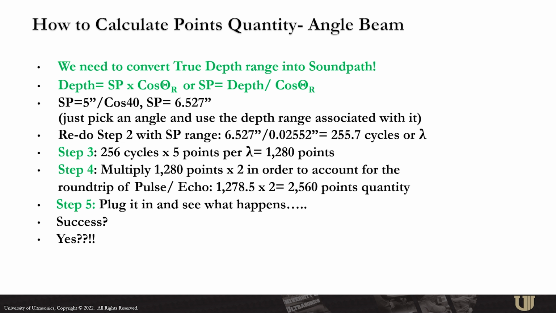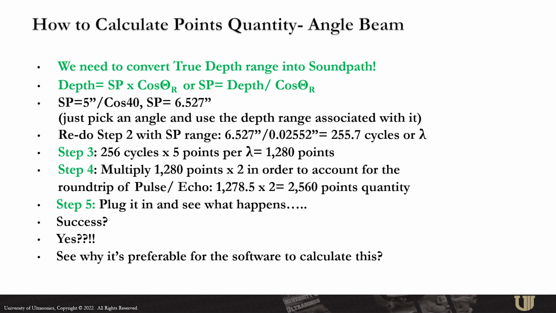Well, in this case, I know the depth. That was my true depth range. And I know my angle, so I just need to figure out my sound path. So I'm going to enter my numbers in. I had a 5-inch depth range, which I'm going to divide by cosine of 40. And that's going to tell me the sound path was actually equal to 6.527. So for that 40-degree angle to go down 5 inches, it had a 6.527-inch sound path range.